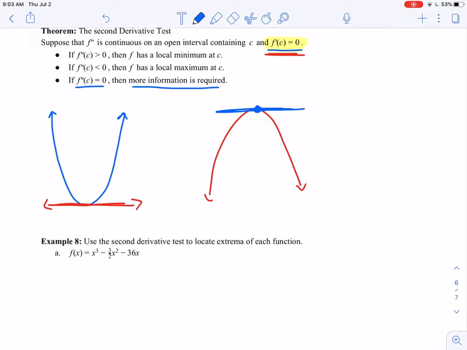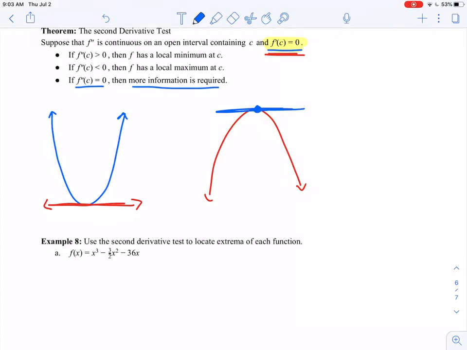I don't really have a preference on which method you use unless the problem specifically states use the second derivative test or use the first derivative test. If all your problem says is find the local extrema, then I don't have a preference on whether you use the first derivative test or the second derivative test. I'll just say, you know what, just pick whichever one you think is going to be easier to use. And that may just depend on what problem we're looking at.